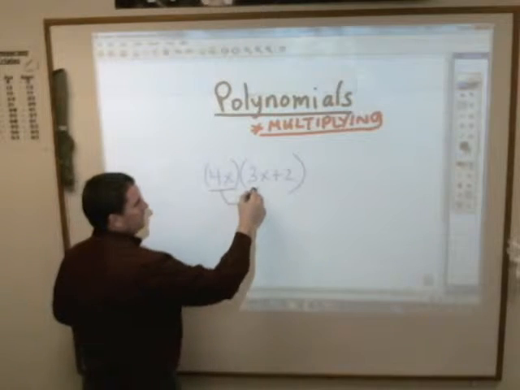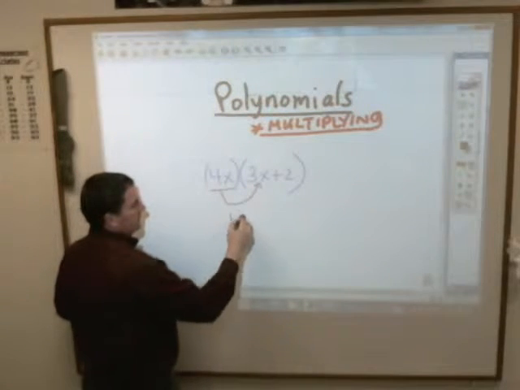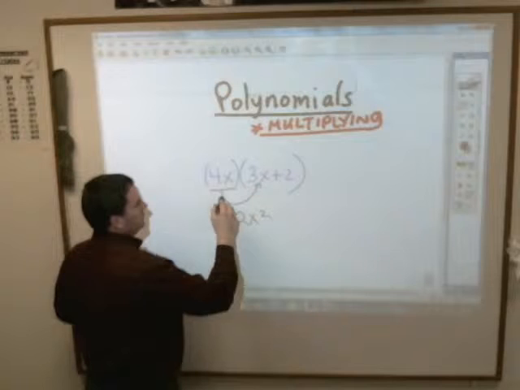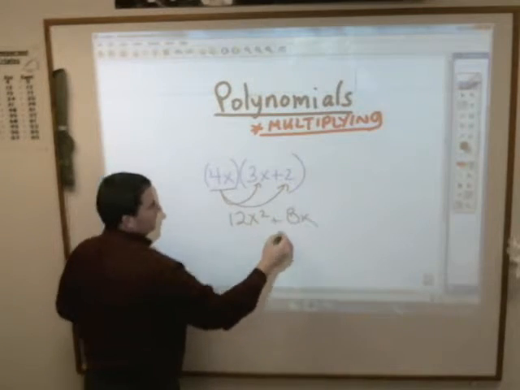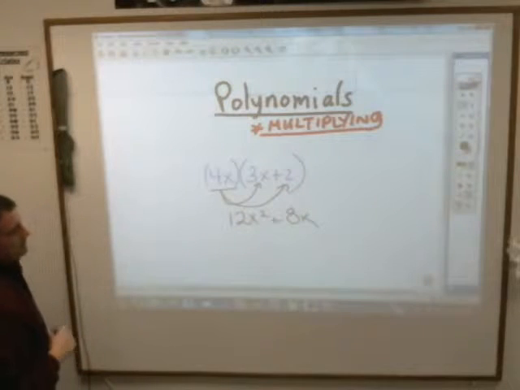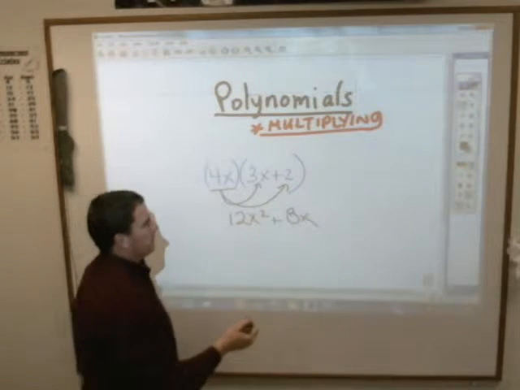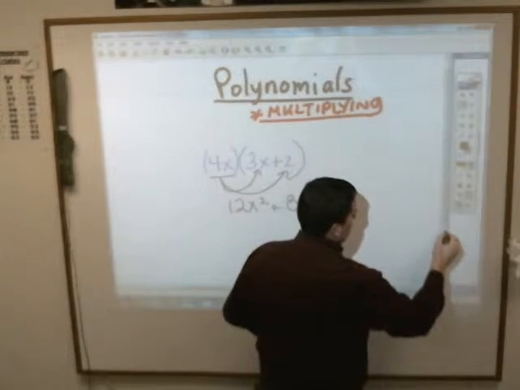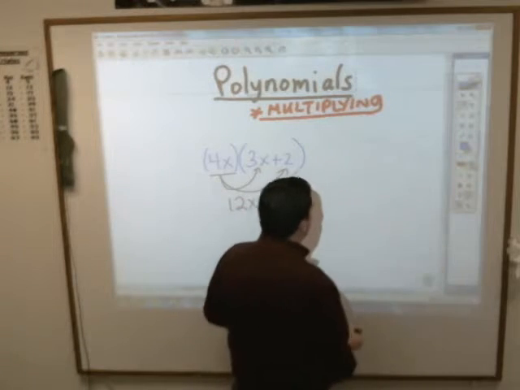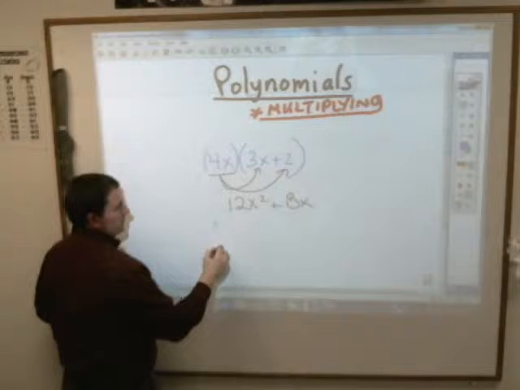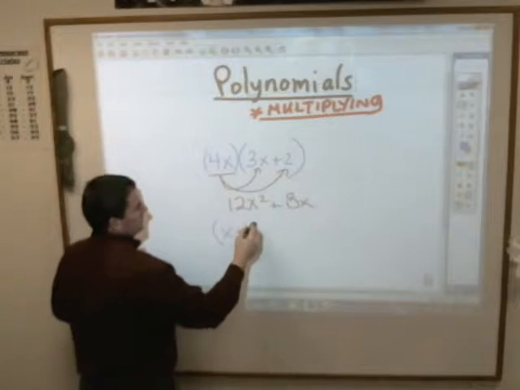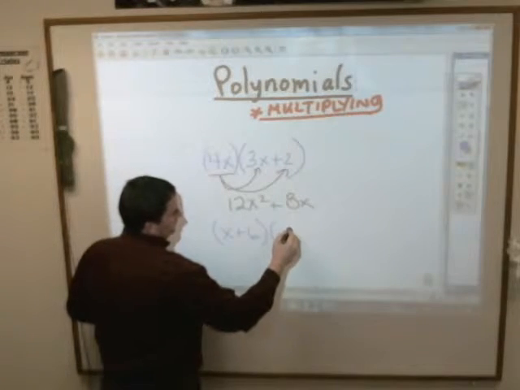You'd multiply 4x times 3x and get 12x squared. And then you multiply 4x times 2 and get 8x. You've been doing that for many, many years now. But the question arises, what happens when you have something maybe like this? A binomial times a binomial.